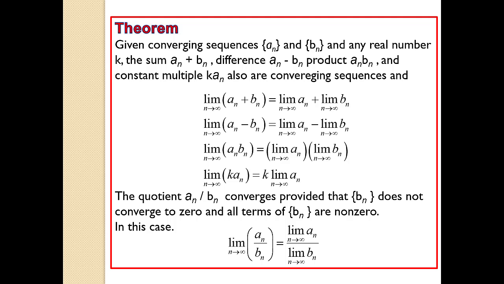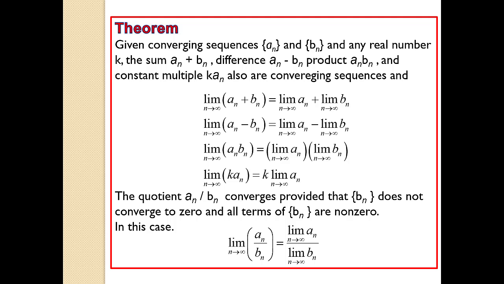So as a big theorem, you'll probably recognize this. If you're given two converging sequences, a sub n and b sub n, and any real number k, the sum, a sub n plus b sub n, the difference, a sub n minus b sub n, the product, a sub n b sub n, and the constant multiple, k times a sub n, are all convergent sequences. And the limit of the sum is the sum of limits. The limit of the difference is the difference of limits. The limit of the product is the product of limits. The limit of the constant multiple is a constant multiple of limits. You probably have heard me say that before.